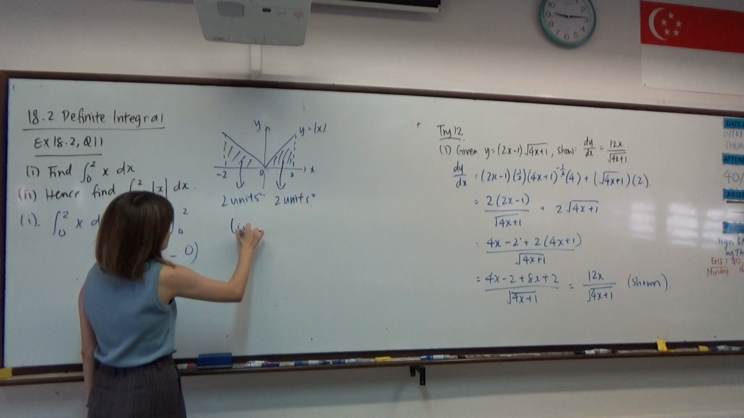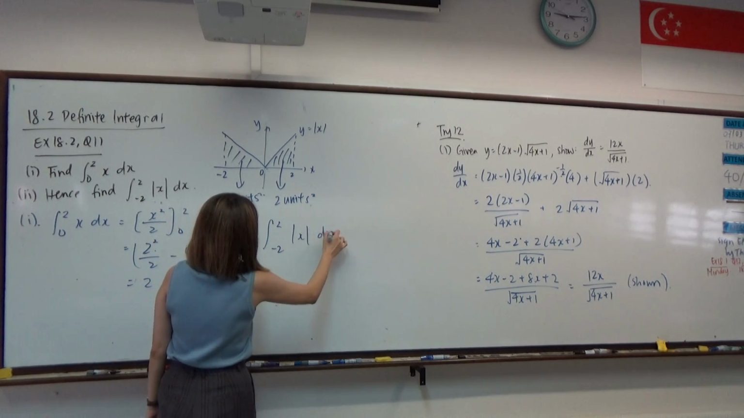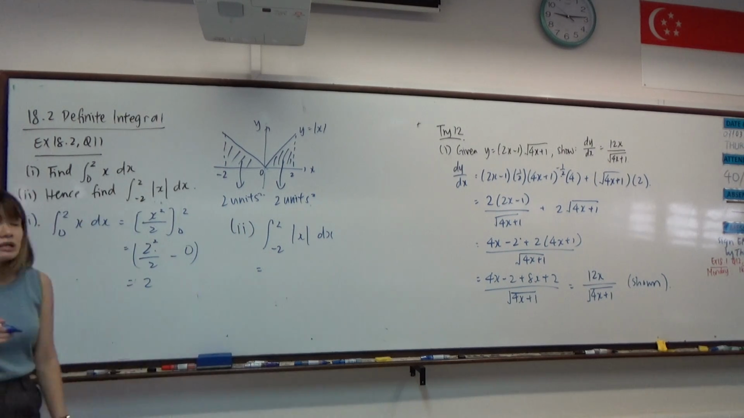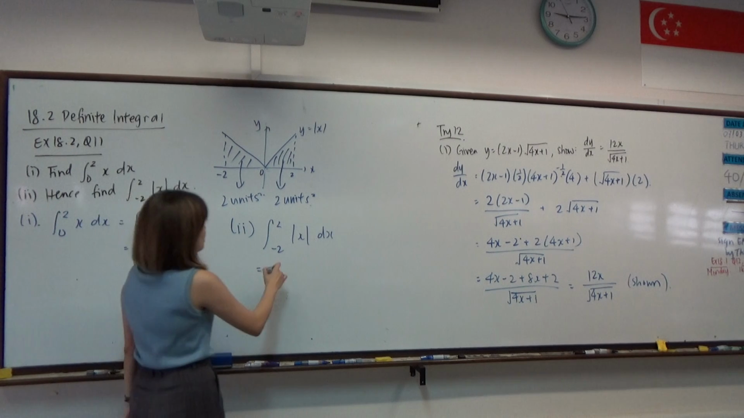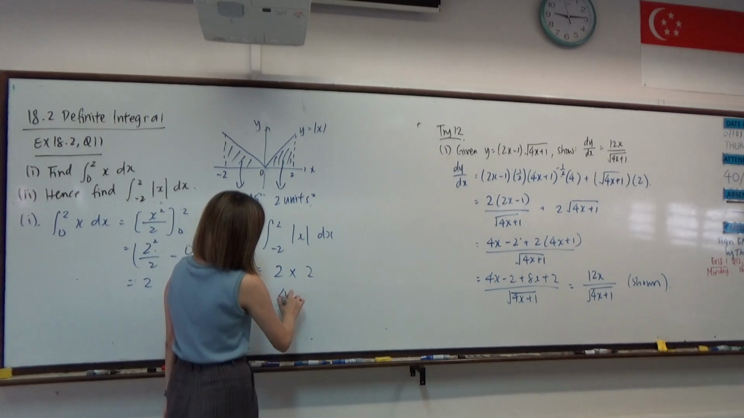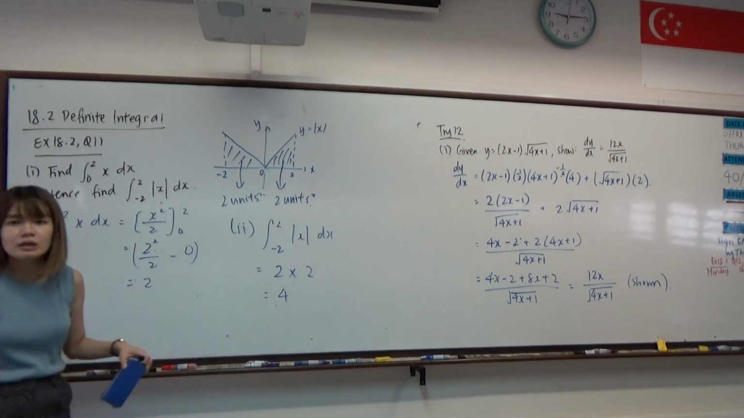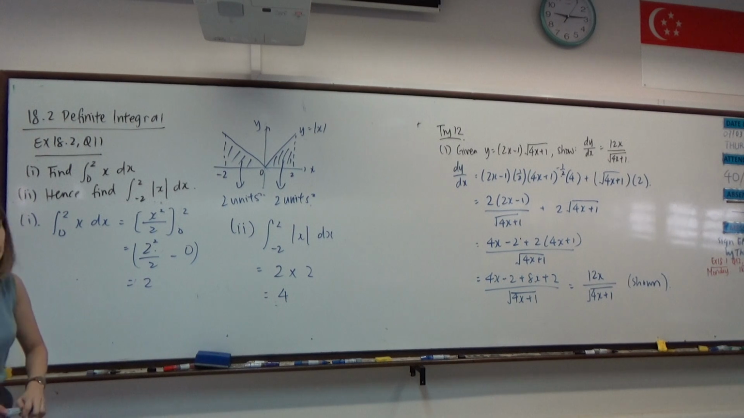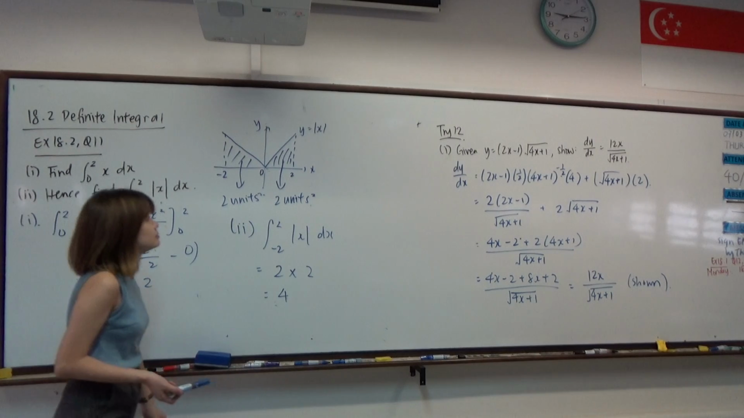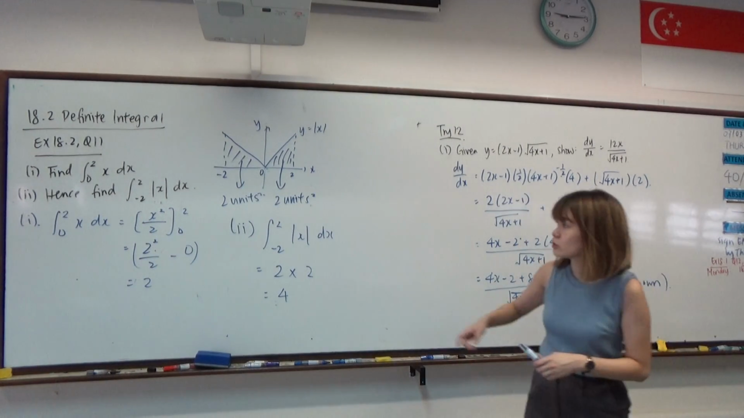So therefore, for part 2, finding the value of the definite integral for modulus x from negative 2 to 2, it will just simply be 2 times 2, 4 units. 4 units squared, but in this case, we're not looking for area, so the value will just be 4 itself. Yes. No need to draw the graph, okay? But you need to have the same understanding, right? Why got 2 units?